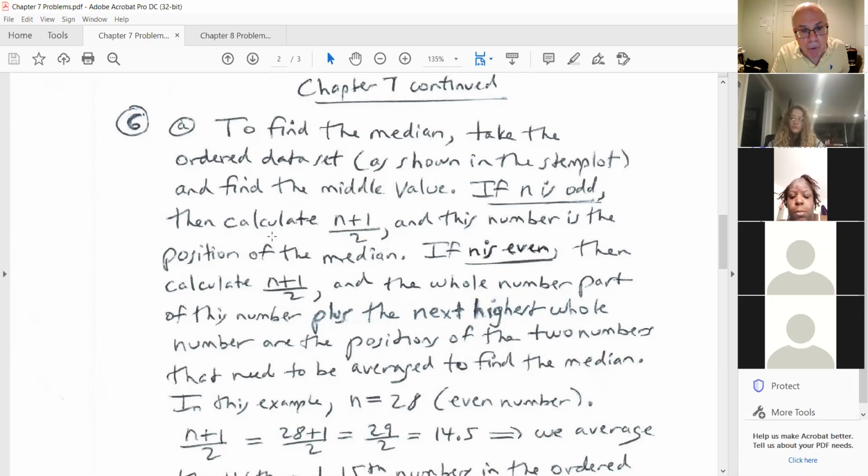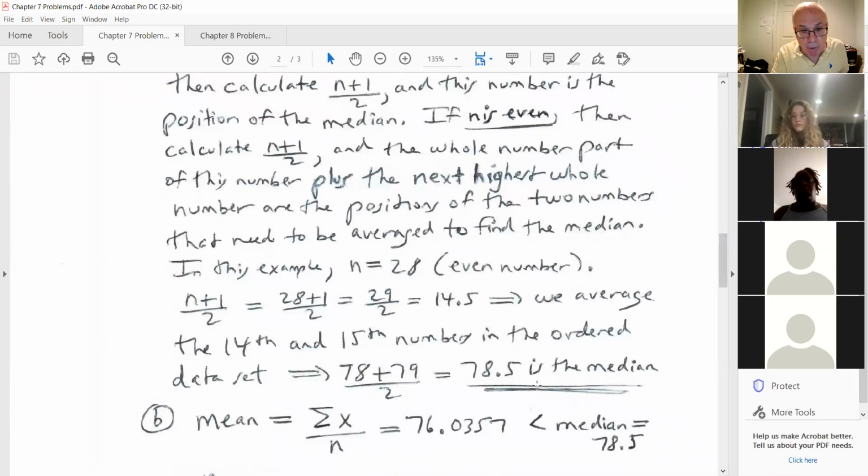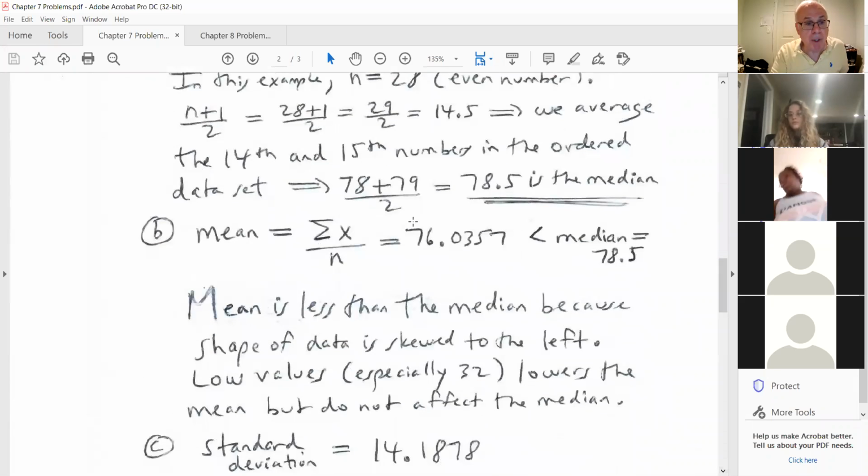So I gave you all the rules here that you need to follow to be able to do that. Okay, so that's how I came up with the 78.5, right? The median. I gave this little formula here. They do show formulas at the end of each of these chapters.